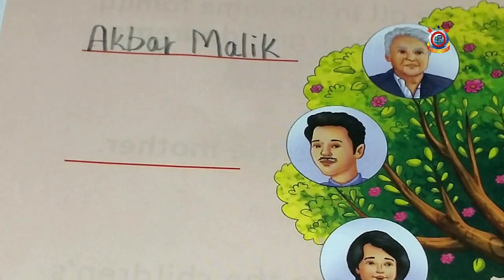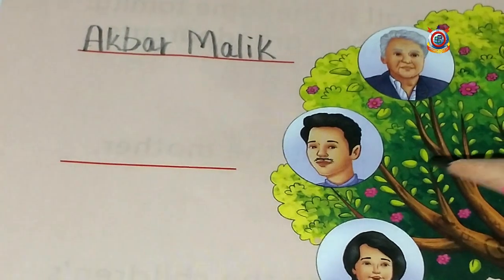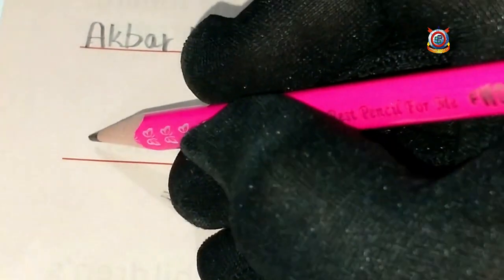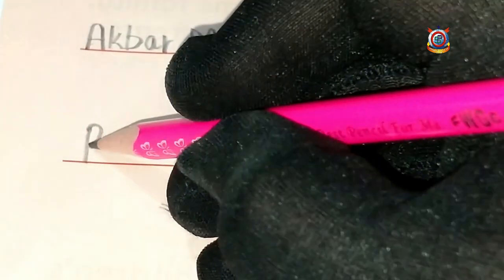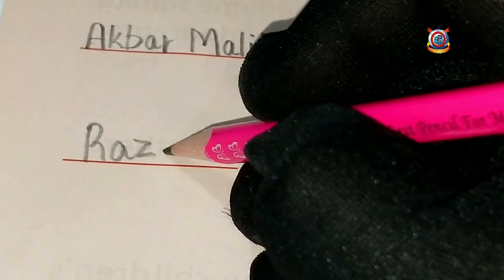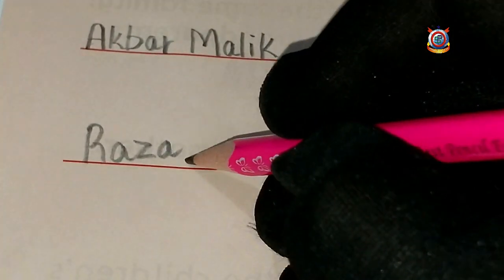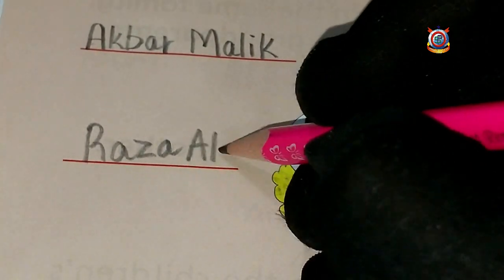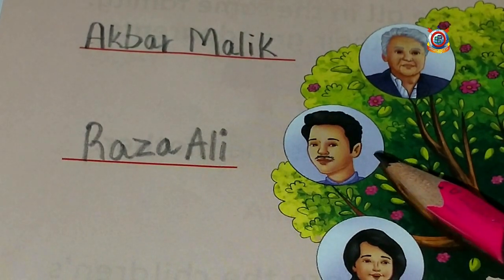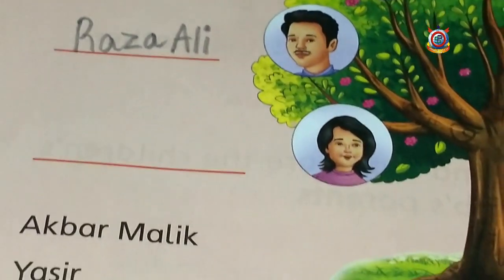Okay students, let's start writing with me. His name is Raza Ali. We will write here in a very beautiful and neat writing. Raza Ali. His name is Raza Ali. Who is the next person?